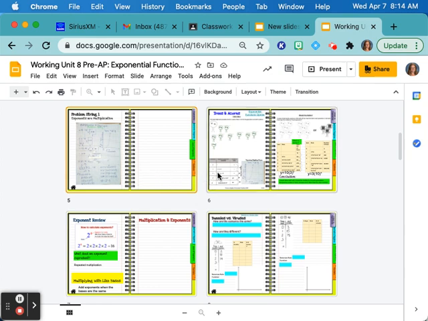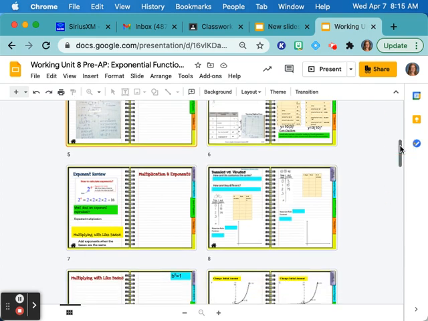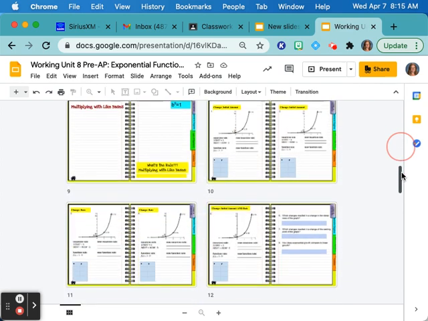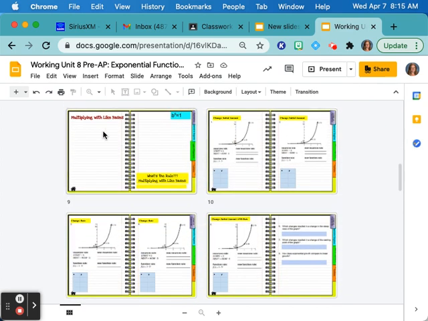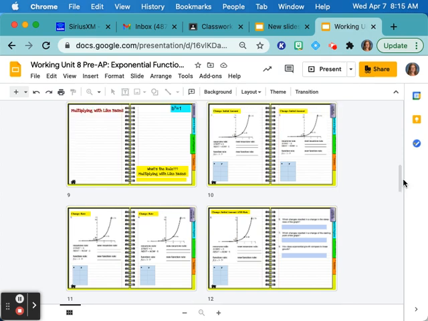Okay, and then 6 is trees and acorns. 7 is exponent review up top. 8 is bunnies versus viruses. And y'all are taking pictures and uploading them. And then 9, multiplying with like bases. And then 10, 11, and 12 is that tweaking parameters.